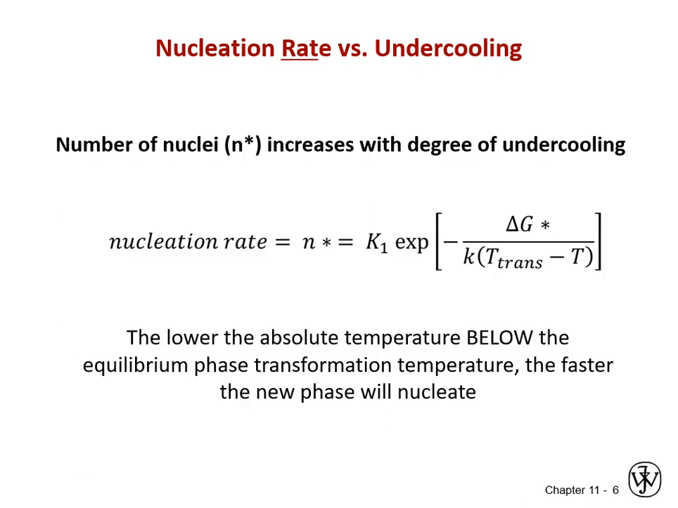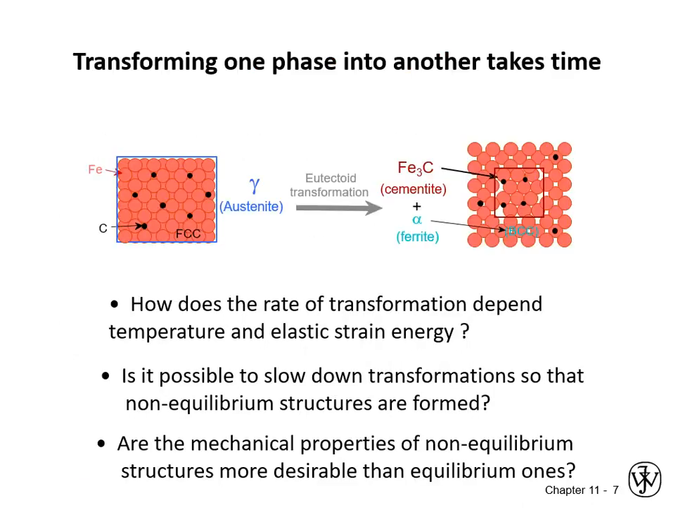In addition to having the growth rate and the growth drive be dependent on undercooling, the nucleation rate itself is dependent on undercooling, which you can see with that T transformation minus T. So we actually now have a triple dependency on undercooling or strain energy drive for a transformation. So the lower the absolute temperature, or the higher the strain energy, which is another driver, below equilibrium, the faster the new phase will nucleate. So we have triple dependence.